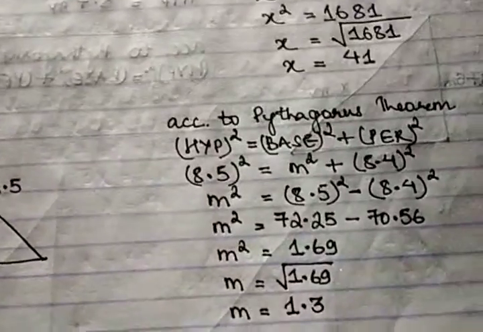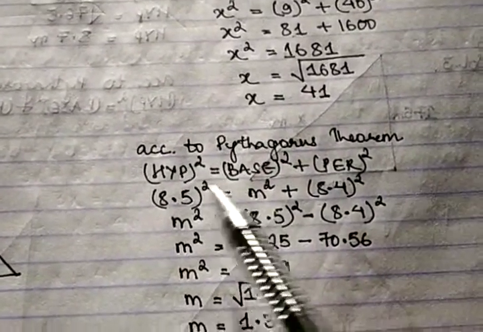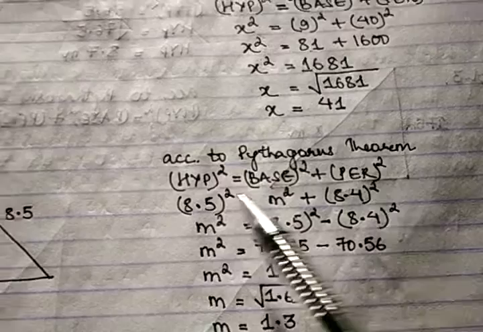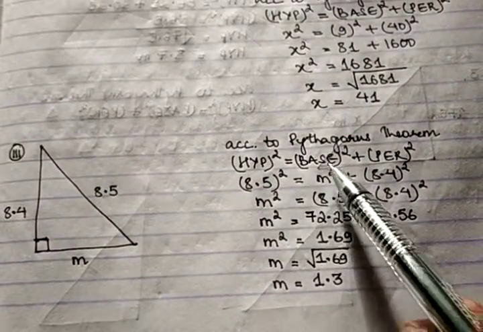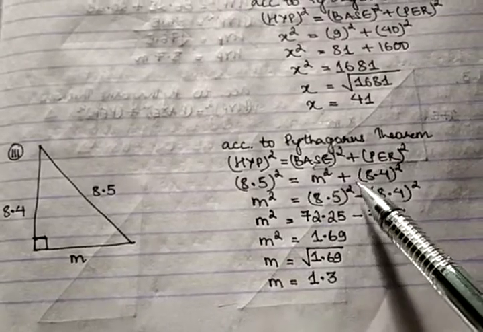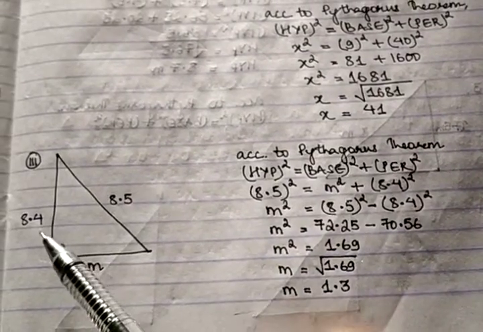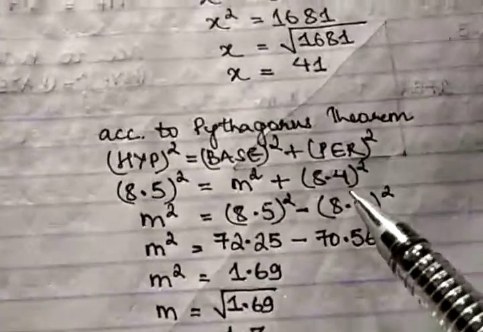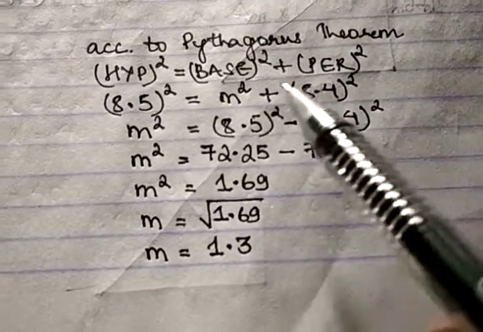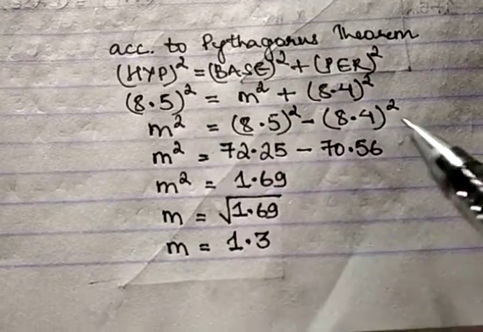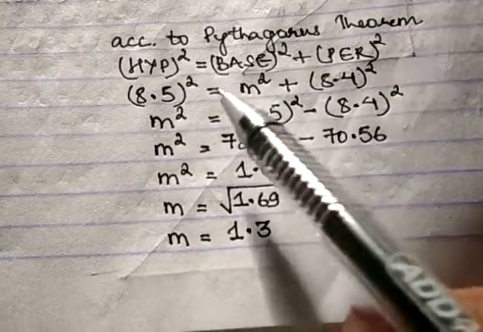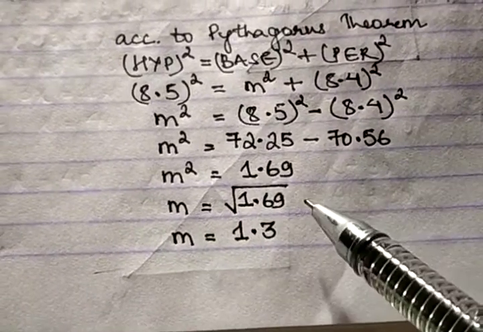So what we know, simple, we know that according to Pythagoras theorem, hypotenuse square equals base square plus perpendicular square. So I have substituted all the values: hypotenuse 8.5 square, plus base I have got m, so m square, plus perpendicular square, I have got perpendicular as 8.4, so 8.4 square. Now, variable on one side, the constant terms, see, I have taken 8.4 square to the other side, so it becomes minus. See, m square equals 8.5 square minus 8.4 square.